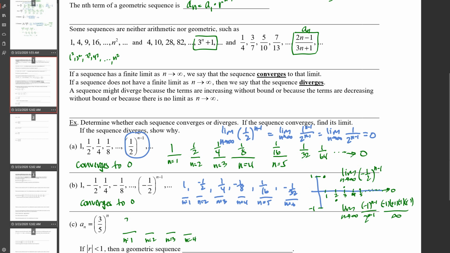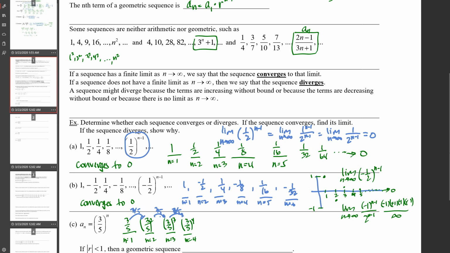Okay, if I put 1 here, I get 3/5 in the first blank. My second blank is going to be 3/5 squared. My third blank is 3/5 cubed. My fourth blank is 3/5 to the fourth. What is happening here? What's happening is that I'm multiplying by 3/5 each time, right? I'm taking 3/5 of the answer before. And what does this approach?